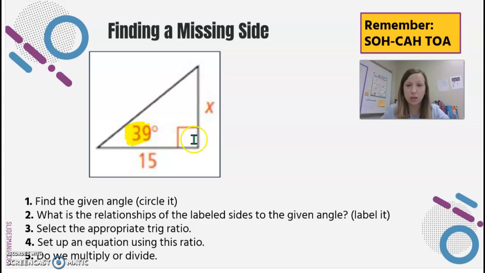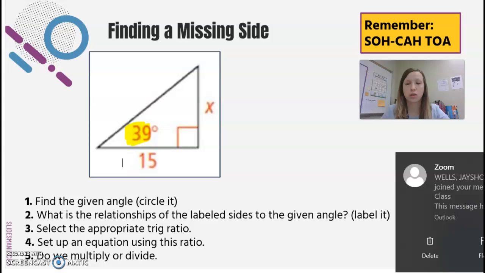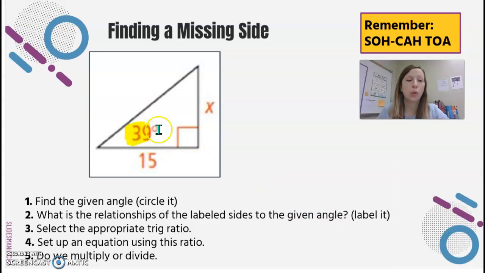Why don't we use the right angle? Because then the opposite side and the hypotenuse side would be the same side. So we only use one of the other two angles. Okay, so we have found the angle that we're using, 39 degrees, and we need to see which of these three ratios using SOHCAHTOA we are going to use: sine, cosine, or tangent?